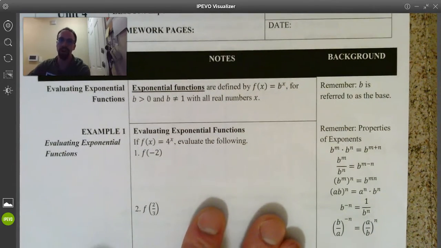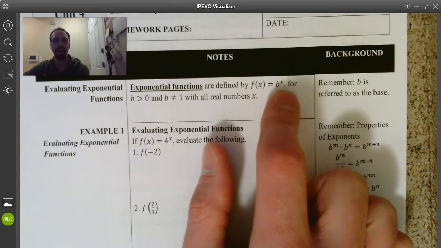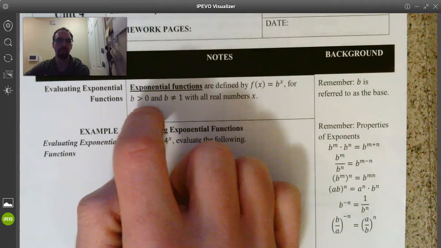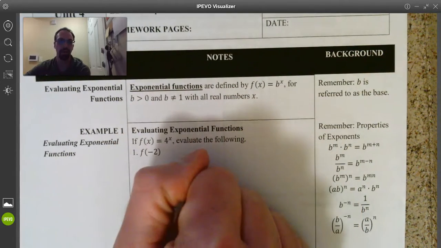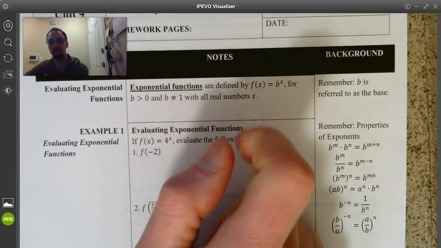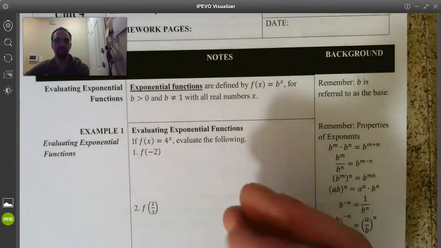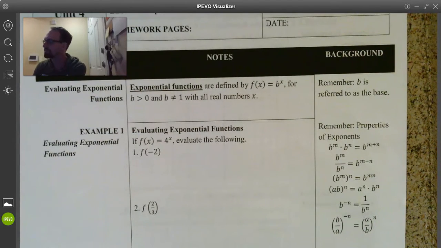Exponential functions are defined by f of x equals b to the x power, where b can't be 1, and b has to be greater than 0. So we can't have a negative value here, and we can't have 0. But also note that b can't be 1. 1 raised to any power is just 1, so it doesn't grow exponentially or decay exponentially.